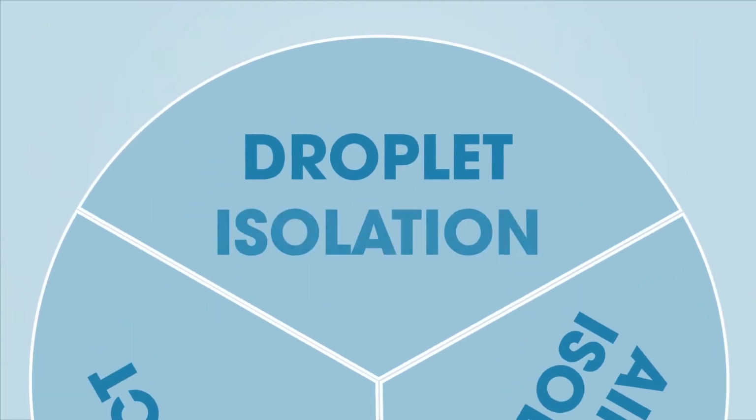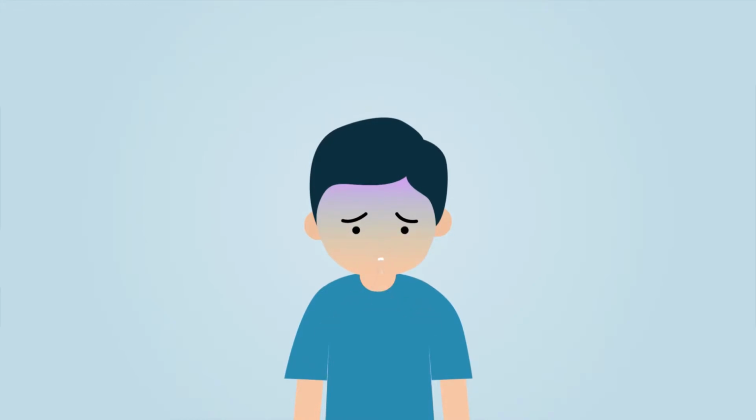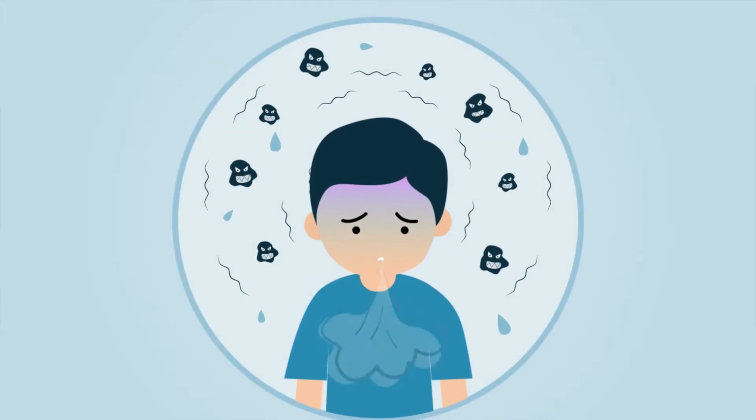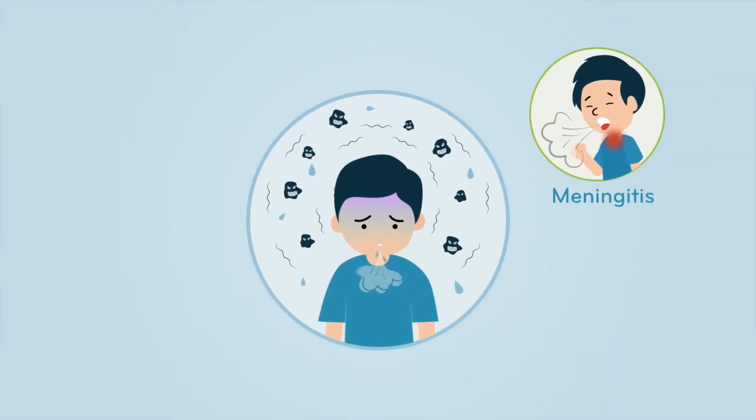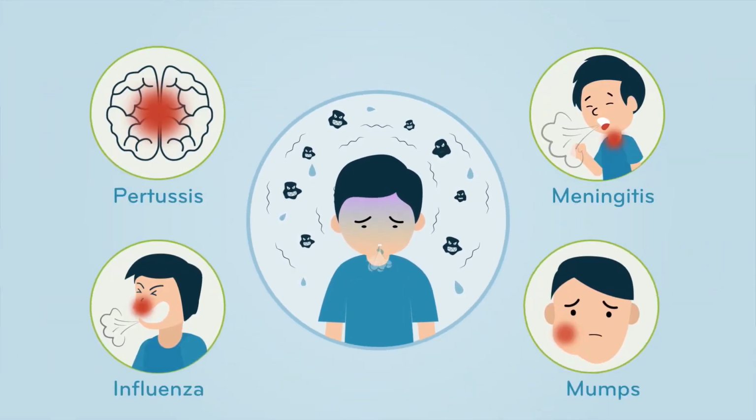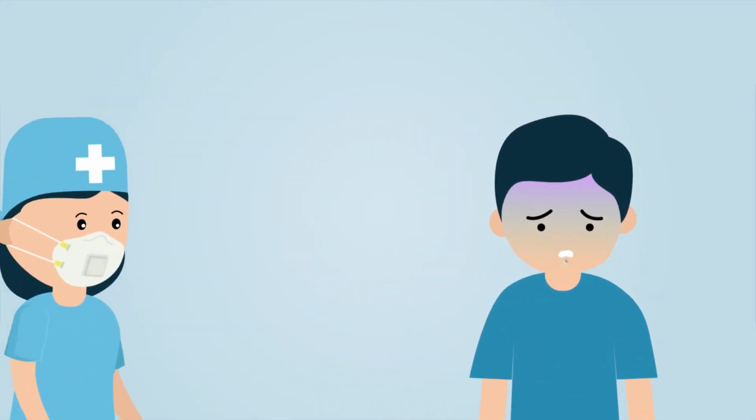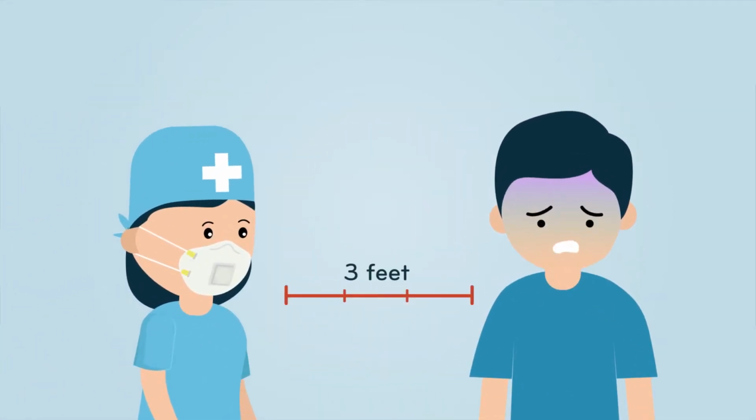2. Droplet isolation is used when a patient has a known or suspected infection with germs that are transmitted by larger droplets, such as meningitis, pertussis, influenza, and mumps. A mask is required if working within 3 feet of these patients.